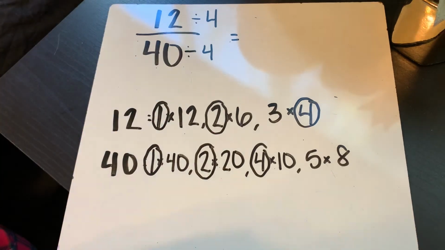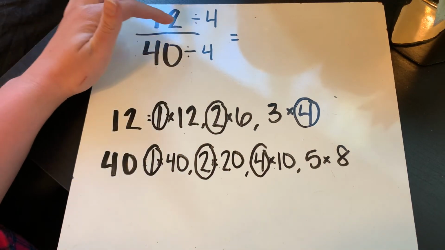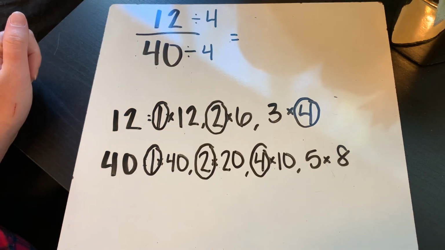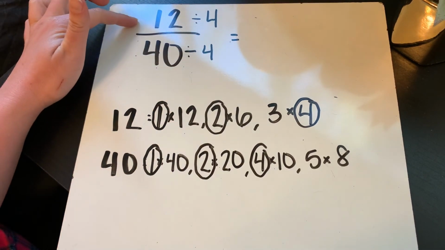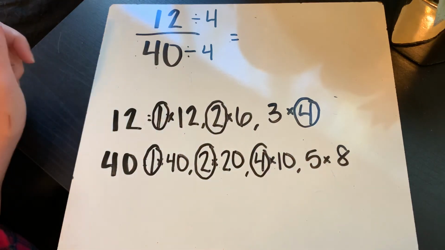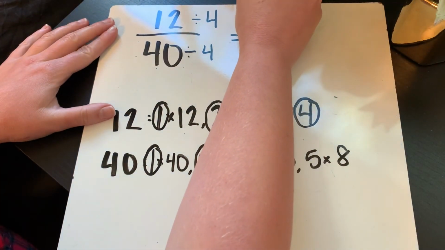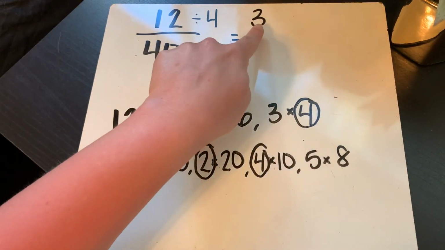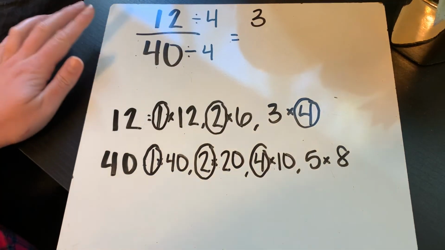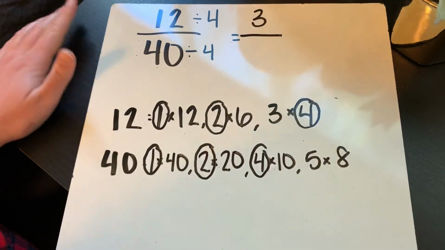Now, division's just reverse multiplication math facts. 12 divided by 4, or you can think 4 times what is 12. And we've already listed that information down here. So 12 divided by 4 is 3. And we can also see 3 times 4 is 12. They're just reverse, they're opposites.